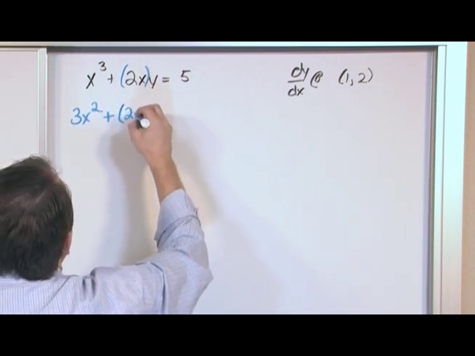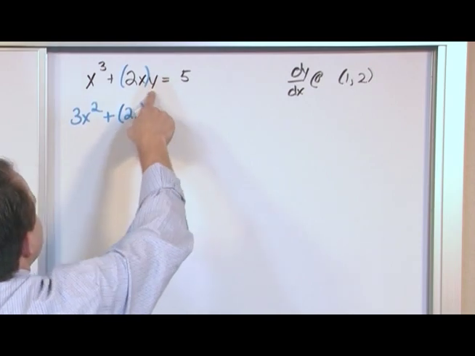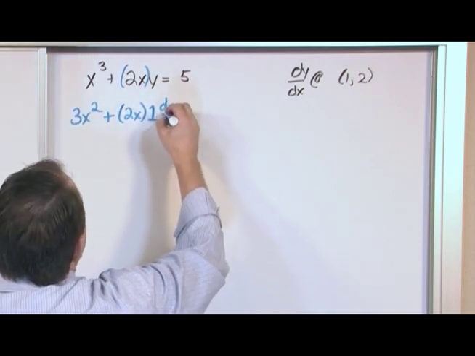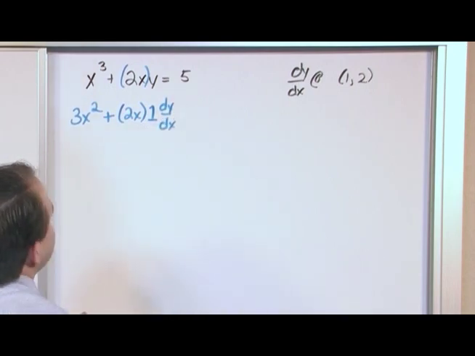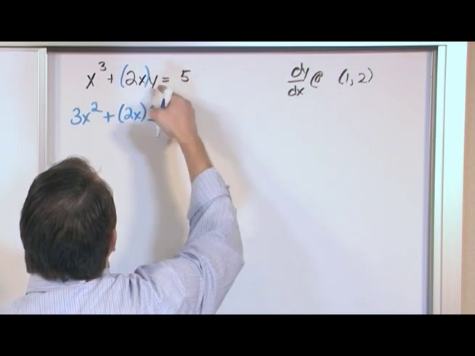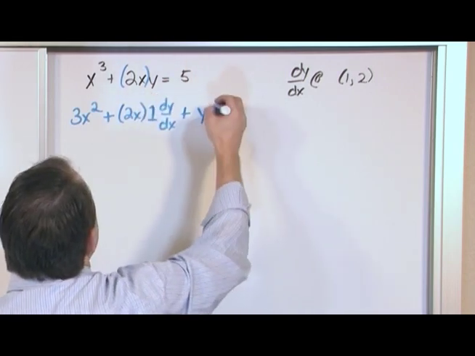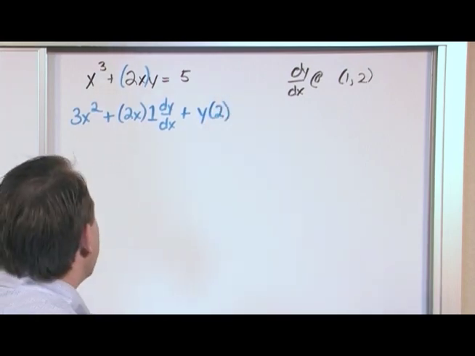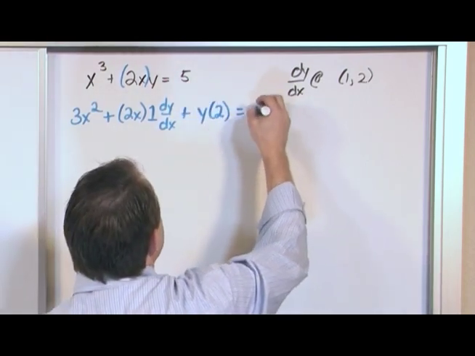So what you'll get is 2x. What's the derivative of the second function, y? Well, it's going to be 1, but then we have to have dy/dx, right? Because we're taking the derivative of y like that. Plus the second function y times the derivative of this guy. What's the derivative of this? It's just simply 2. So we put that there. And on the right-hand side, we take the derivative of this constant, we get 0.